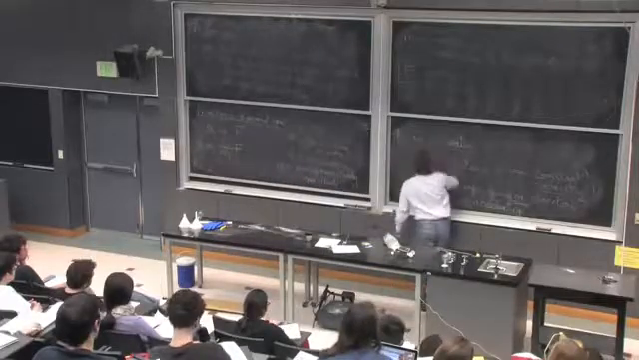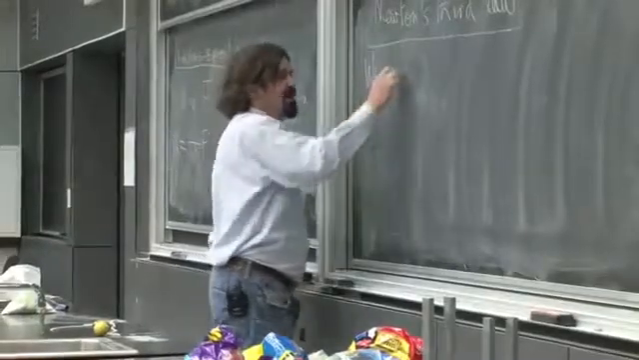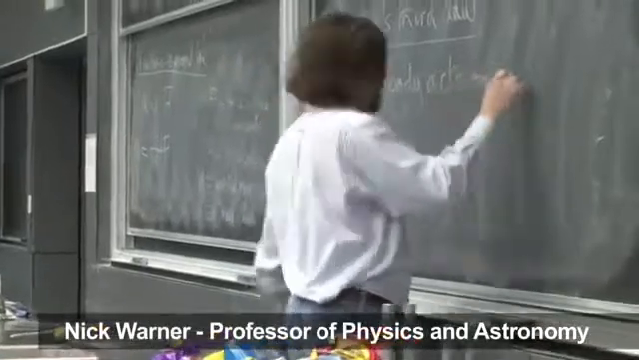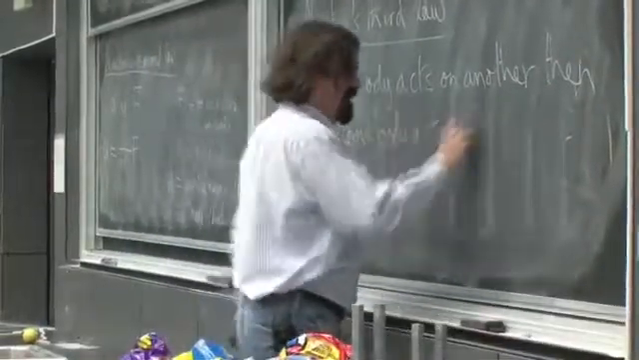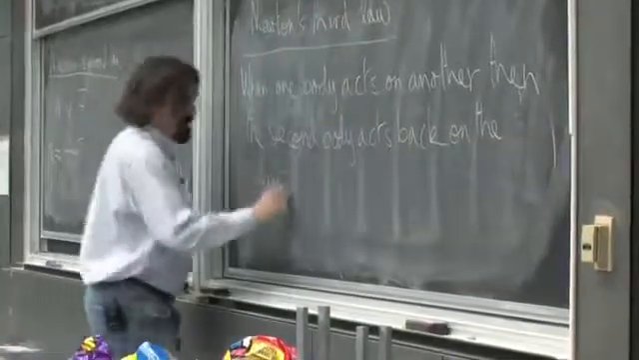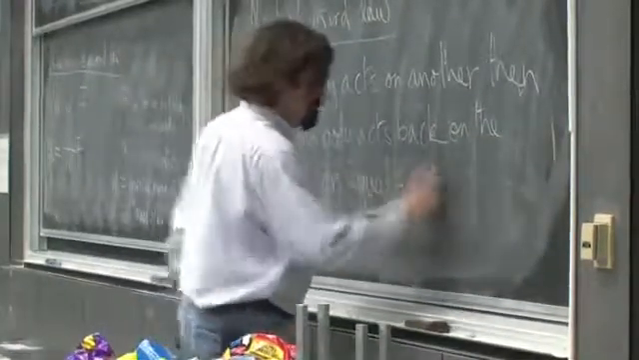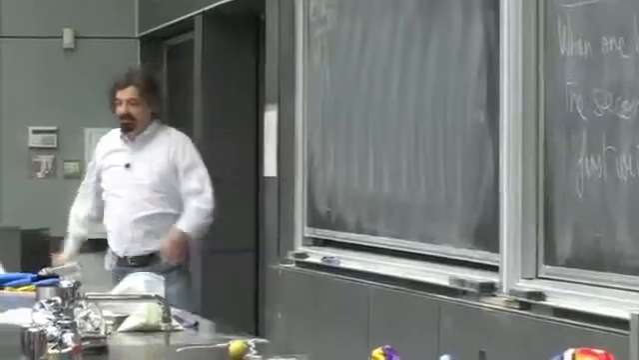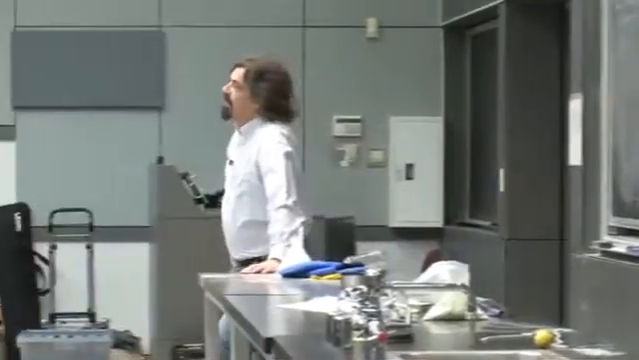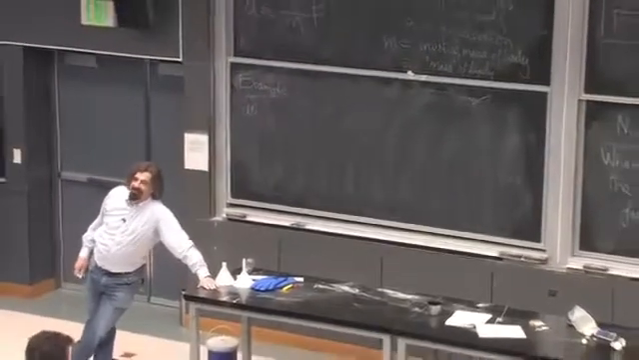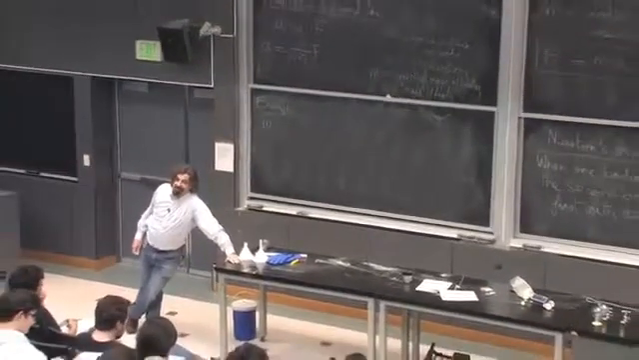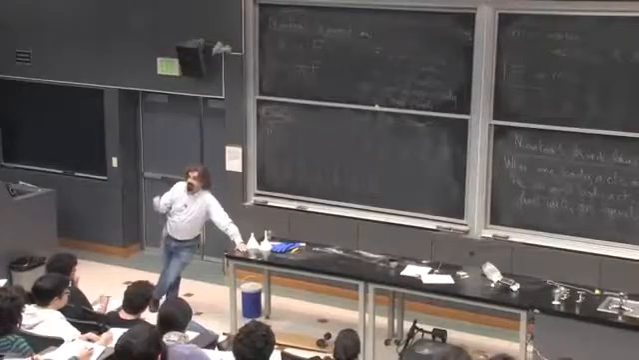Newton's third law. It says simply: when one body acts on another, then the second body acts back on the first with an equal and opposite force. So, simple example. I'm leaning on the desk. Why aren't I falling over? What's stopping me falling over?